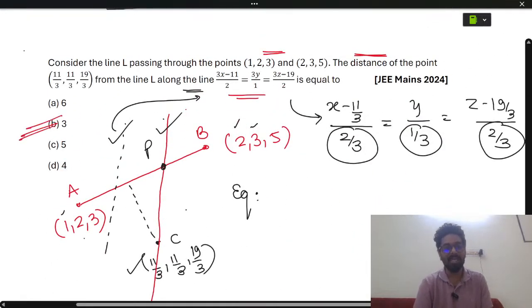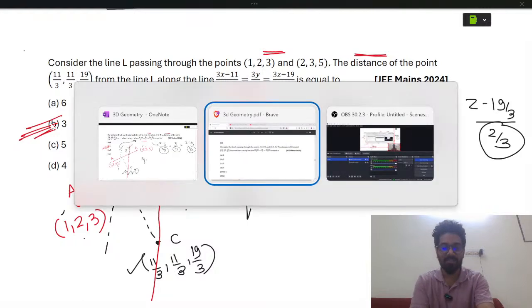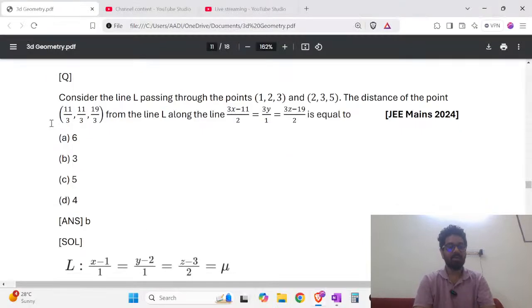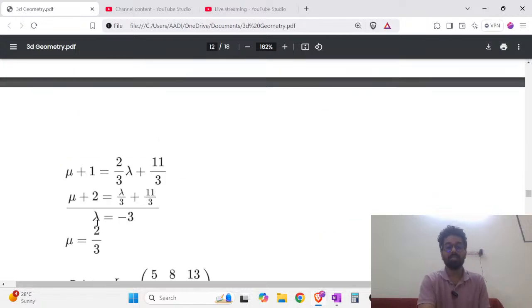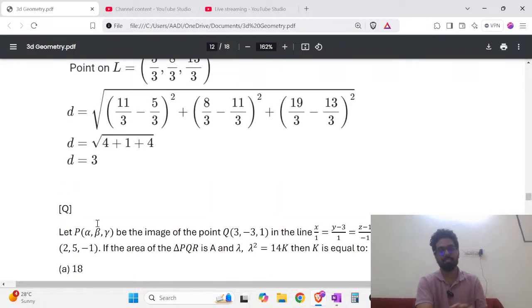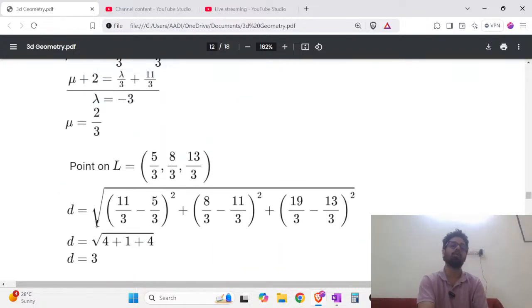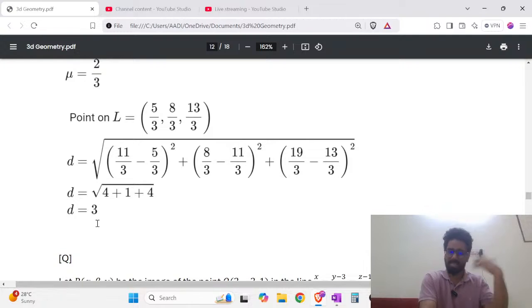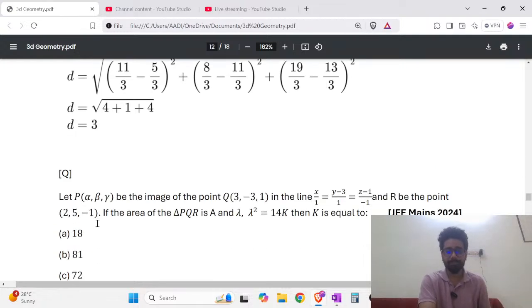Option number B is our answer. Let's verify it. Bilkul correct. Okay, so answer is B. Guys, you can attempt this test. I have given the solution, but my solution is different from what I have written over here. So the second method is given over here.